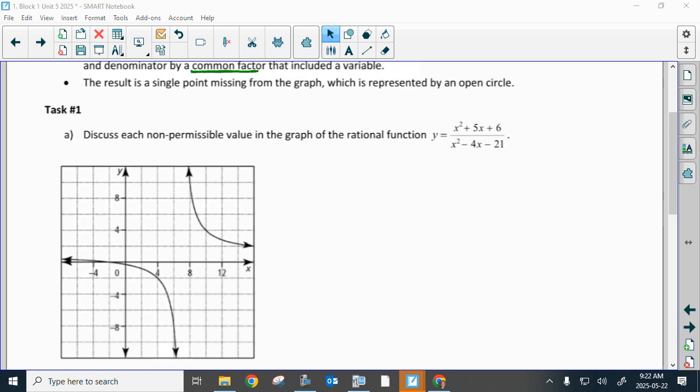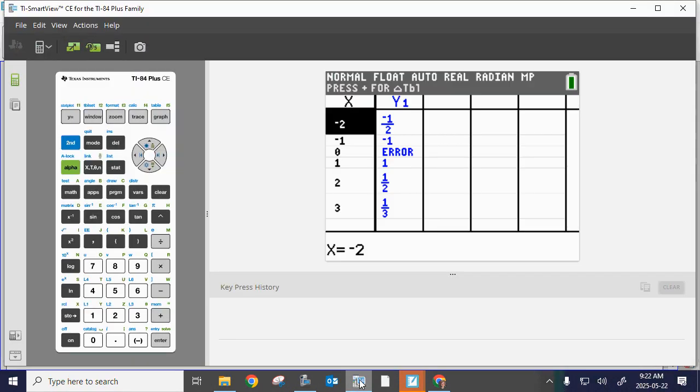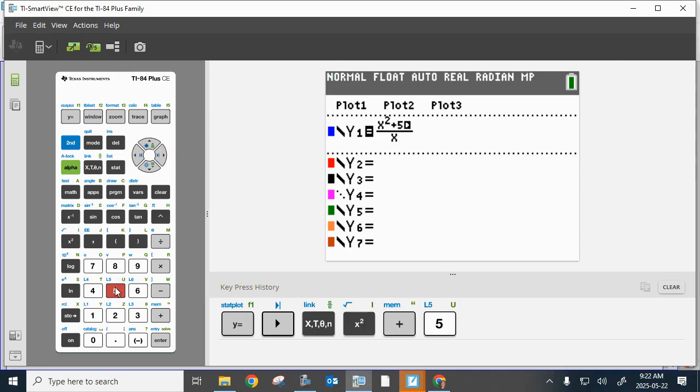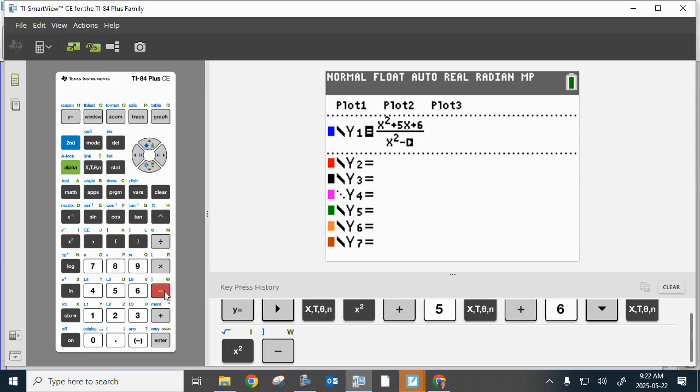And we're going to graph this function. So, Hannah, can you read it to me? It's x squared plus 5x plus 6 divided by x squared minus 4x minus 21.